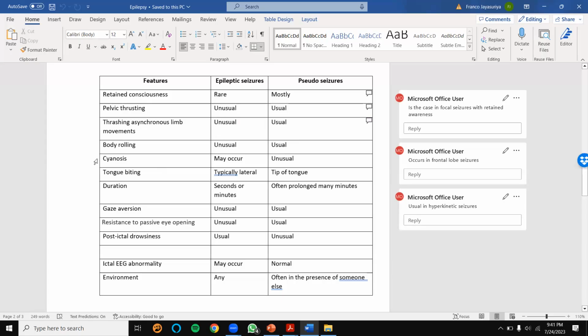Okay. Cyanosis may occur with a true epileptic seizure. I told you with the tonic phase, there's some apnea because the muscles become stiff and there can be some cyanosis, whereas in a pseudoseizure, it's unusual. Tongue biting also, there's a difference. Both can have tongue biting. In an epileptic seizure or a true seizure, the tongue biting is typically lateral. Pseudoseizure, tongue biting is at the tip. Okay. So these are small differences which can help you differentiate between a true seizure and a pseudoseizure.